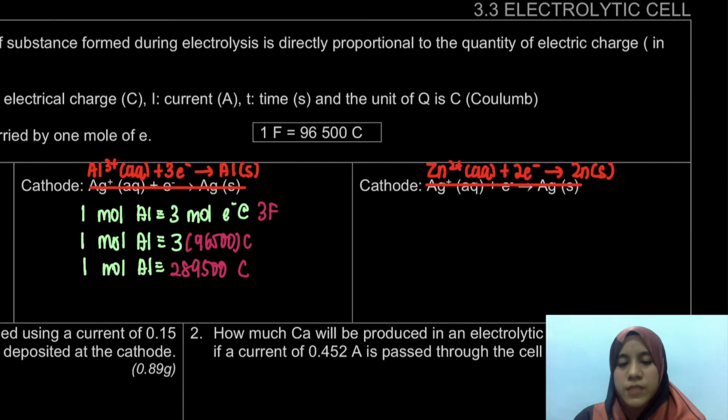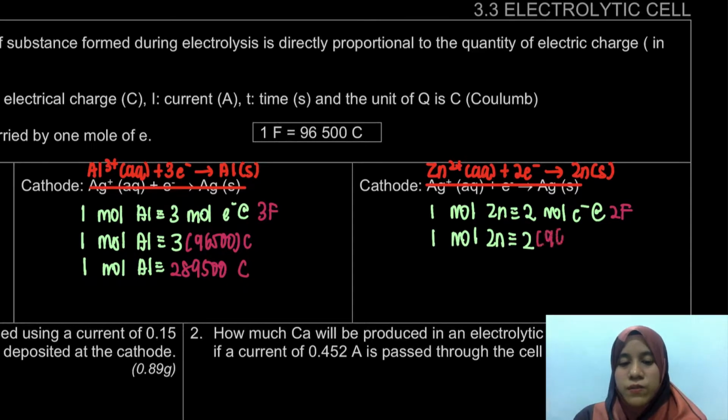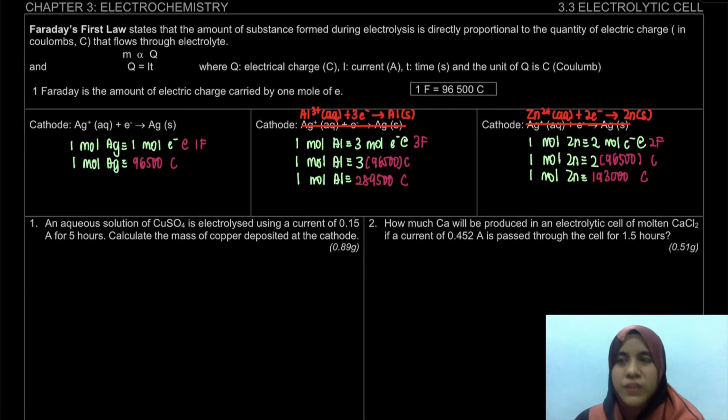Last but not least is the zinc. From the equation, 1 mole of zinc solid is equivalent to 2 moles of electrons or 2F. I want to end it in coulomb itself. It's fine if you just leave it like that, but I want to multiply the value straight away. So I get 193 000 coulomb. That is the basis of the equation.